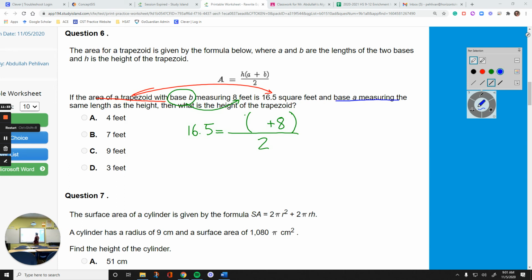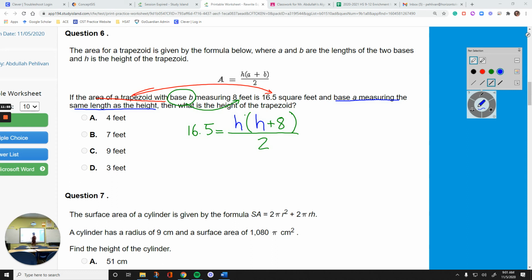Base A measuring the same length as the height. So A and height are the same. You can either use the same letter A for both, like A and A, or H and H. Our question, what is the height? So let's say this is the height, that is the height, because I know that A and H are the same according to my question. That's what I need to solve now.